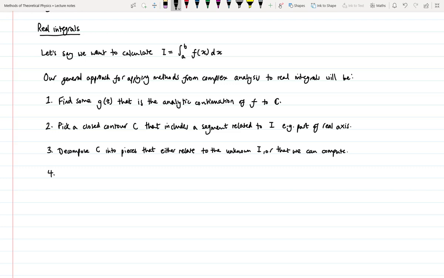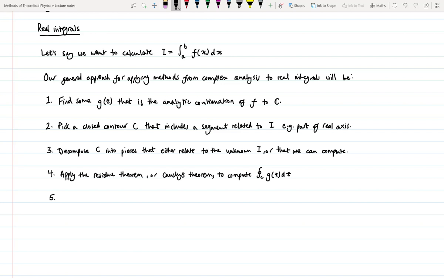You'll then use the amazing result that we derived in the previous topic. You'll typically apply the residue theorem, or also Cauchy's theorem, to compute the contour integral g of z dz around this closed contour C that you've picked.